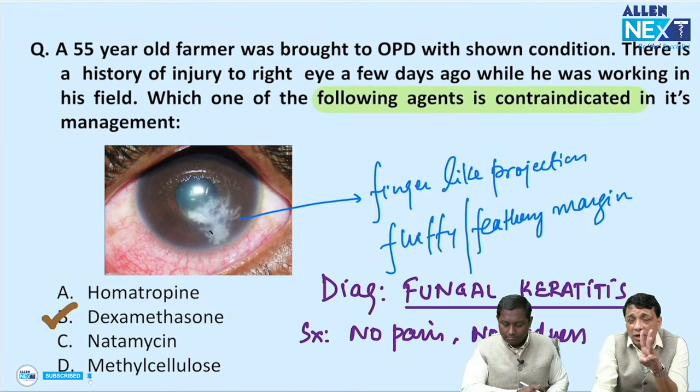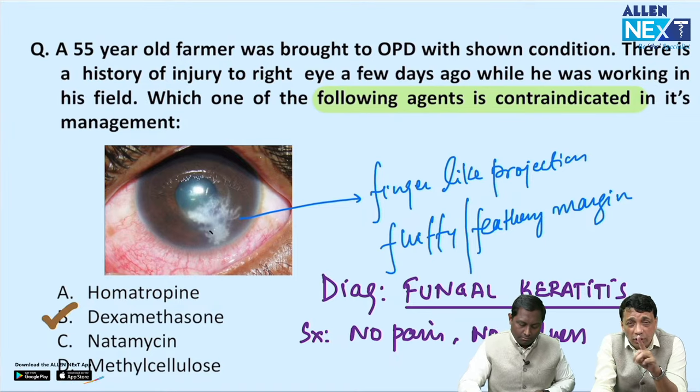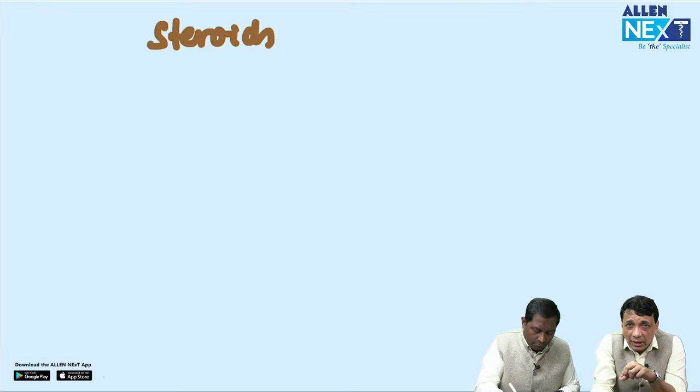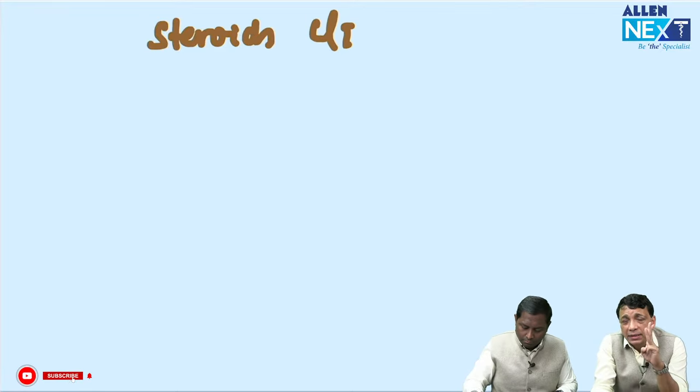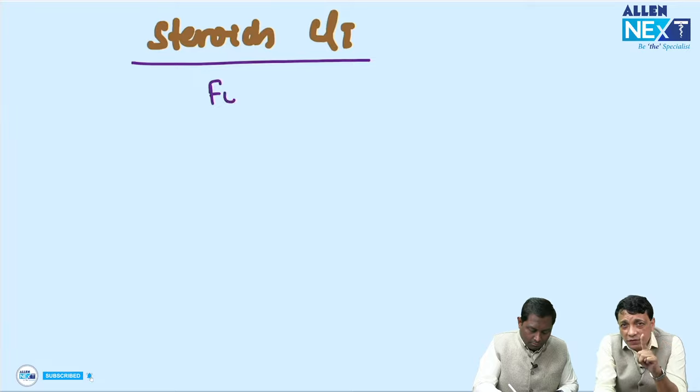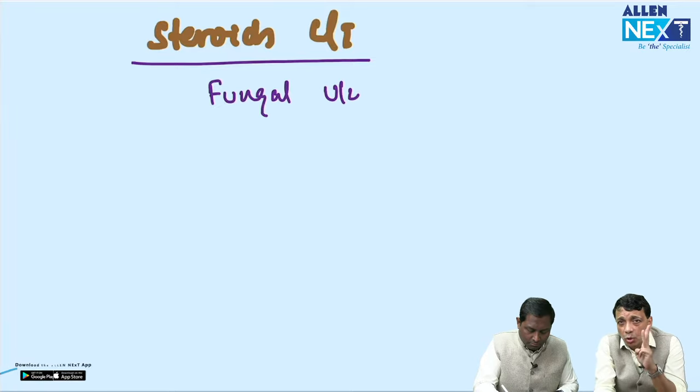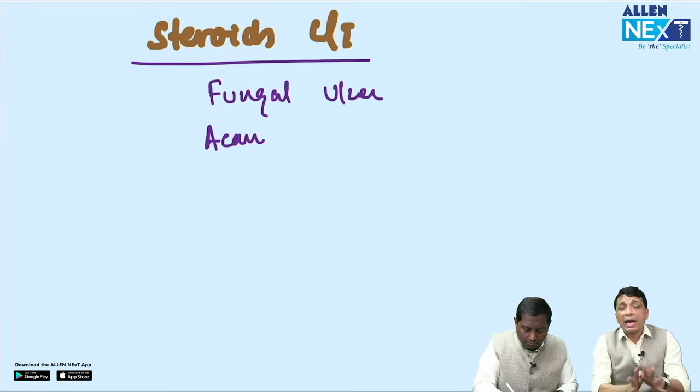But remember the three ulcers where we never put steroids. One is fungal, absolutely contraindicated. Second is acanthamoeba, and third is nocardia. These are the three organic ulcers where we would not like to put steroids.